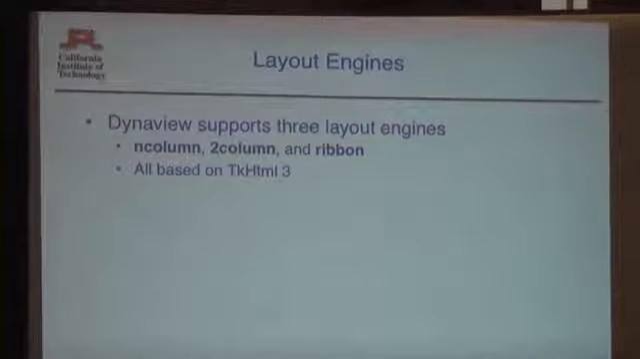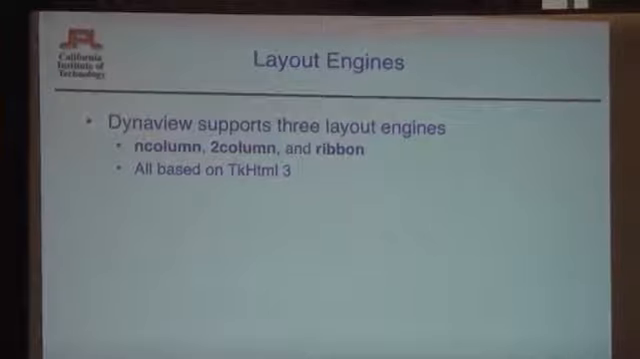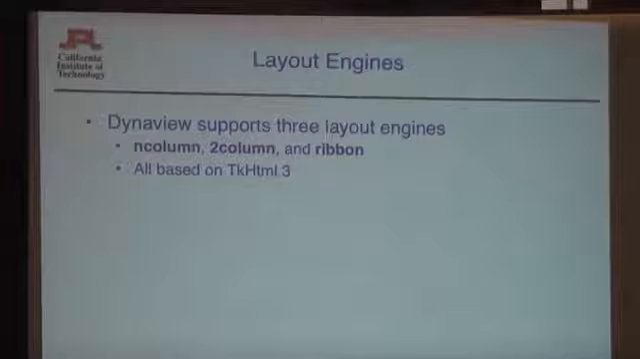Layout engines. Right now we support 3 layout engines: end column, 2 column, and ribbon. End column is a table layout. It's the one that you've seen here already. 2 column was meant to be a very straightforward replacement for our previous code, where it's just label, field, label, field. We used that one very, very briefly when we were in transition, because it was easy to update the previous spec to that.